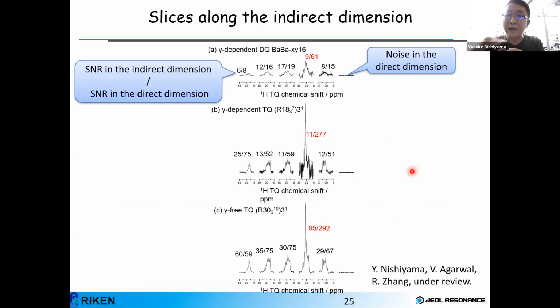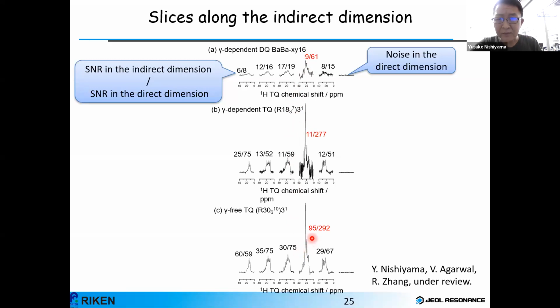If you look at the slice along the indirect dimension, we can clearly see the improvement. As we already know, T1 noise is multiplicative noise. That means the highest signal intensity suffers from T1 noise. That's true. The sensitivity, SNR, in the indirect dimension is much poorer than in the direct dimension. This is true for both gamma-dependent sequences. However, the gamma-free sequence improves the sensitivity a lot.